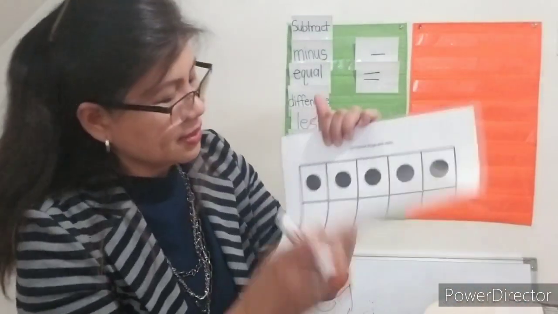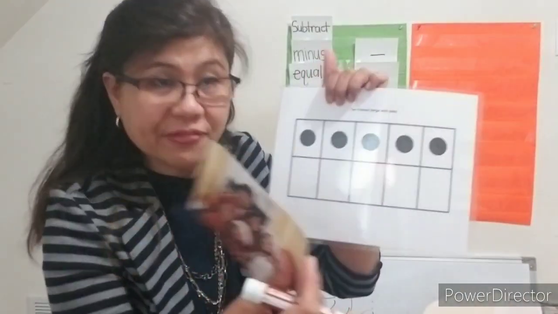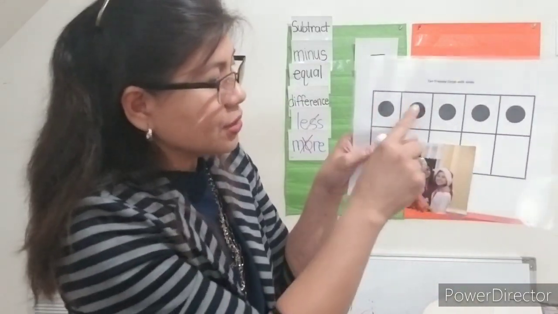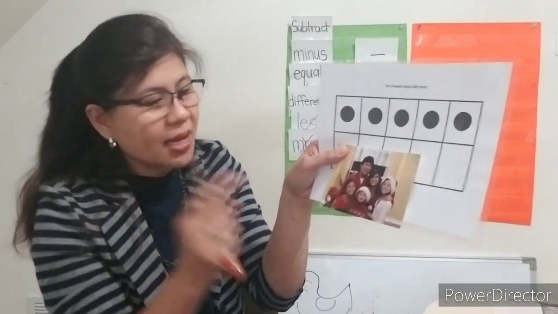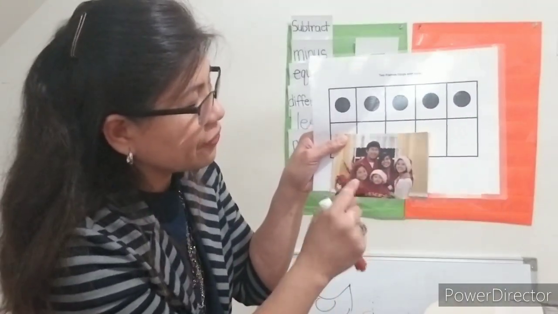Okay, so this one is like, this 5 dots in my 10 frame, they are like my 5 kids, okay? So they are like 1, 2, 3, 4, 5. My 5 children, remember when we talked about number bonds? I have my 5 children when they were still young. 1, 2, 3, 4, 5.